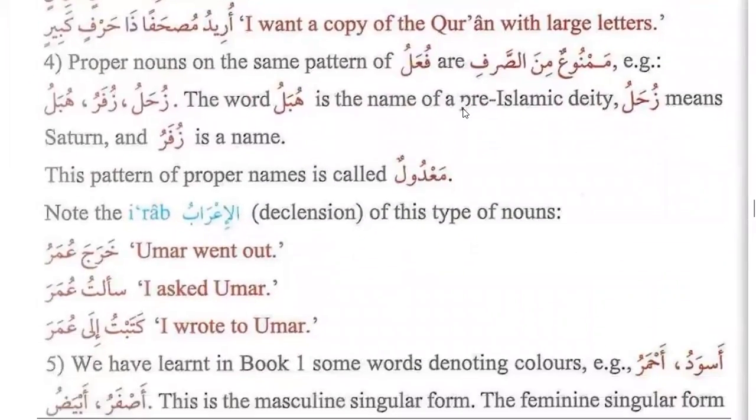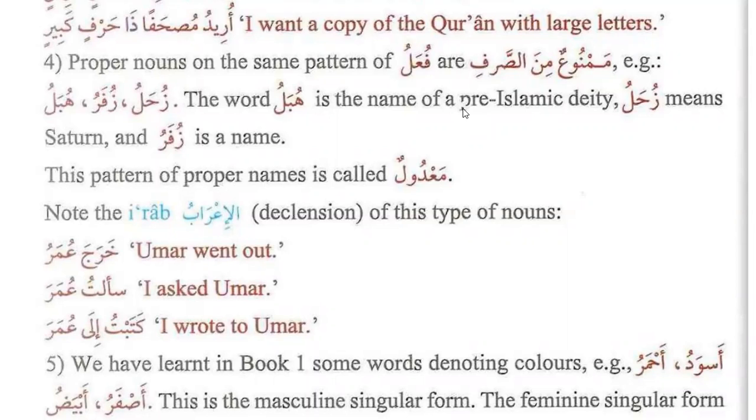Next, we have point number 4. Miss Satya. Pronouns on the same pattern of fu'alu are mamnu' min as-sarf. Example: hubalu, sufaru, suhalu. The word hubalu is the name of a pre-Islamic deity. Suhalu means Saturn. Sufaru is a name.